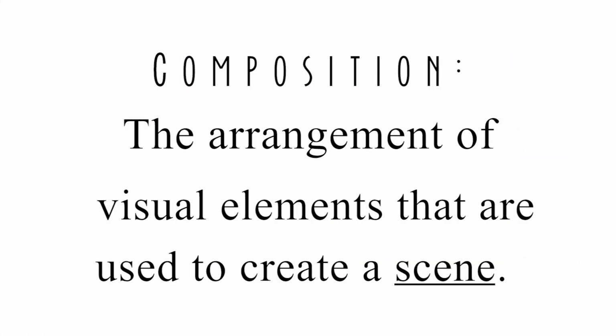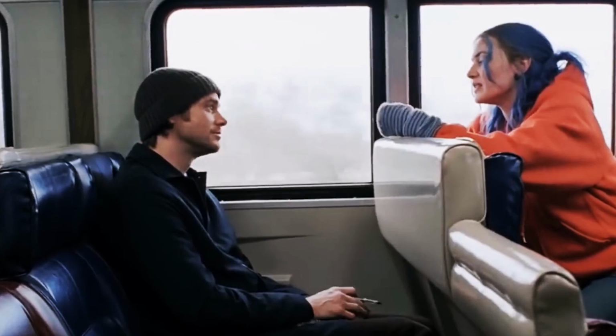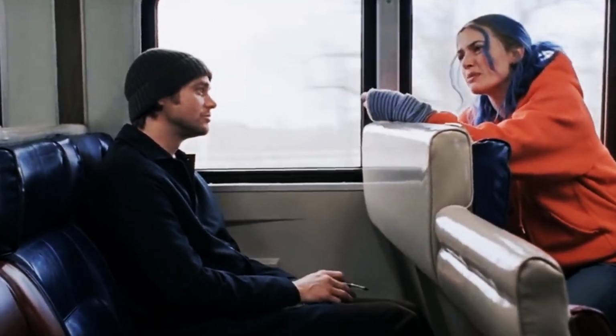Let's break down what composition is in words. I hit the spot. Composition: the arrangement of visual elements that are used to create a scene. This can be used to let art imitate life. Think about any movie that you like. Now think about what you love most about it.